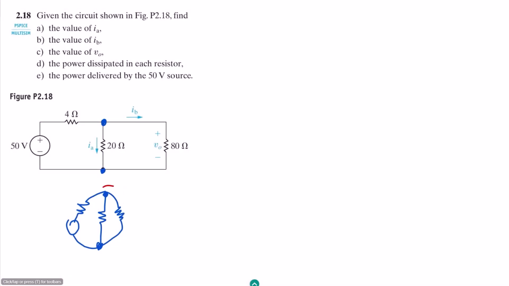We can see that these two legs of these two resistors are connected here. So that's why these two are in parallel with each other, and these two are also in parallel with this source which is of 50 volts and 4 ohm as well. So these three are in parallel with each other. And what is the voltage here? This is given, this is V0 here, so therefore this V0 voltage is also here as well.